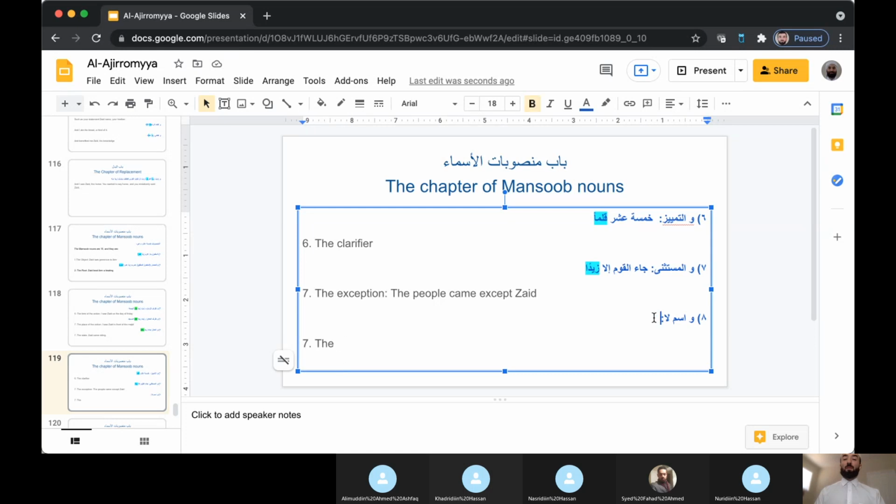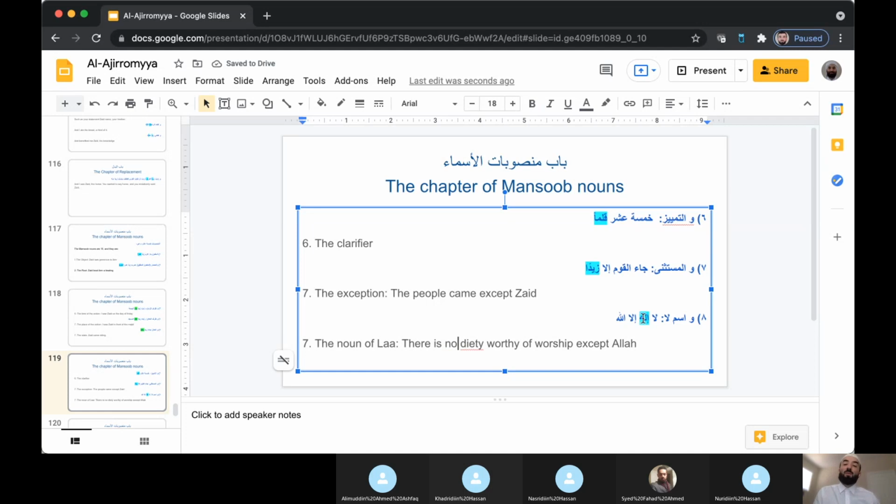The eighth one, and this will be the last one we'll discuss today, is the noun of la, the noun that comes after la. For example, you say la ilaha illallah. Who can translate la ilaha illallah? There is no God but Allah. There is no deity worthy of worship except Allah.